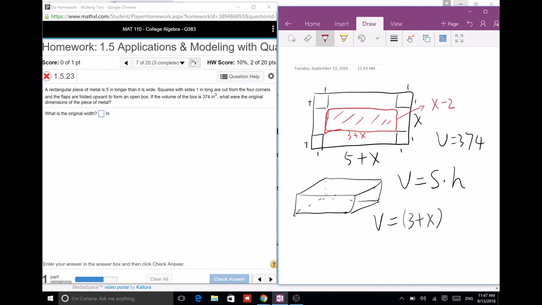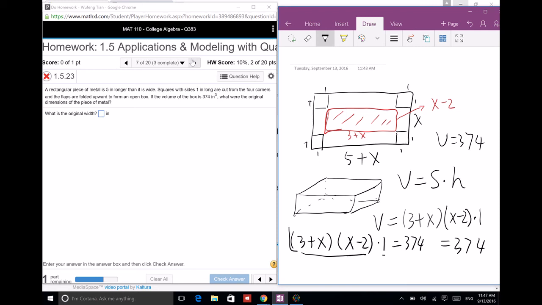Okay. And let me change it back. Now you multiply by x minus 2, that is the base area. And then the height, you fold it, is 1 inch. Because you cut off 1 inch, they fold it up, so it's 1. You multiply by 1. Then this equals 374. So basically your question becomes 3 plus x multiplied by x minus 2 times 1. Base times the height. Okay, base area times the height equals 374.